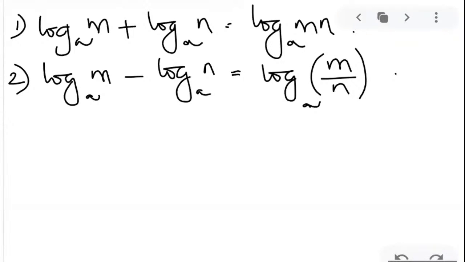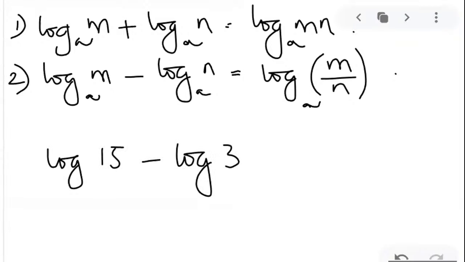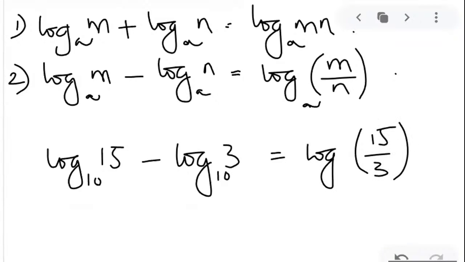All right. So again, how much is this equal to? Log 5 base 10. Log 15 by 3, that is equal to log 5 base 10. Right?